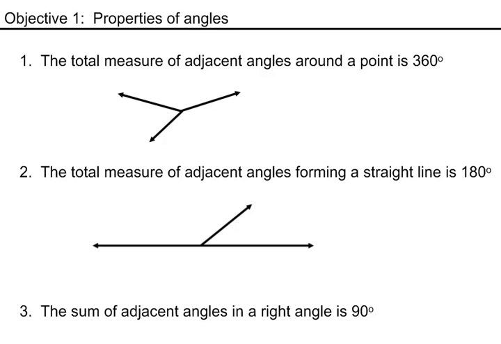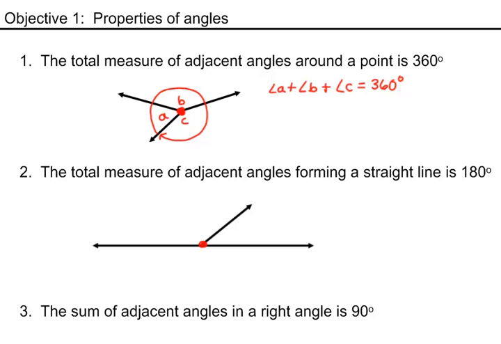The first one is the total measure of adjacent angles around a point is 360 degrees. Adjacent means side by side. So here we've got some adjacent angles, and we've got three of them that go right around this point. So if you think about it, A, B, and C, we're saying that angle A plus angle B plus angle C is equal to 360 degrees.